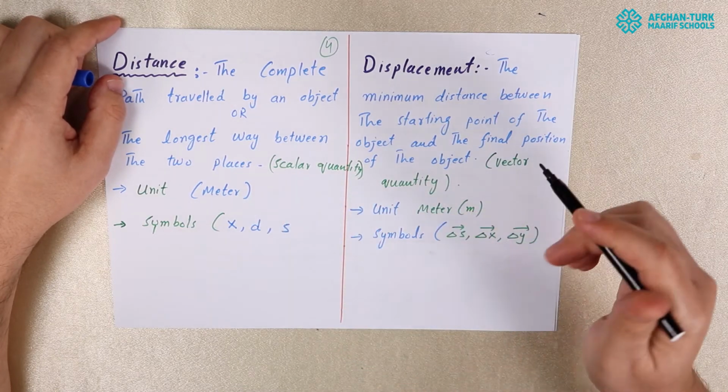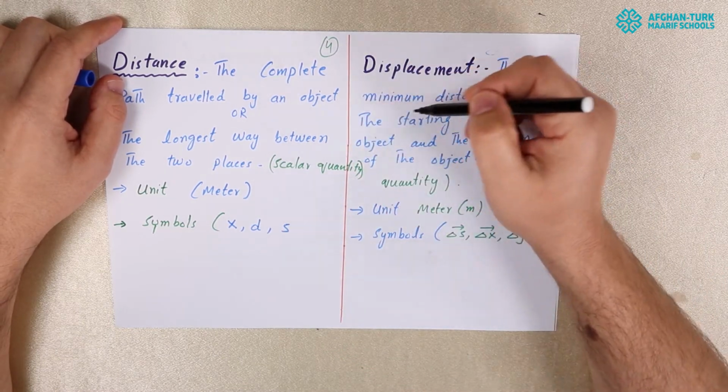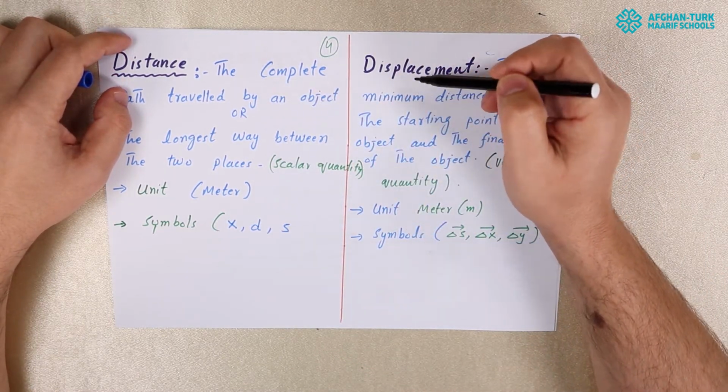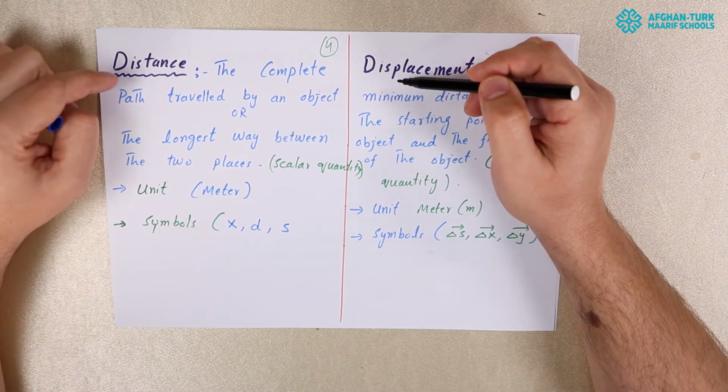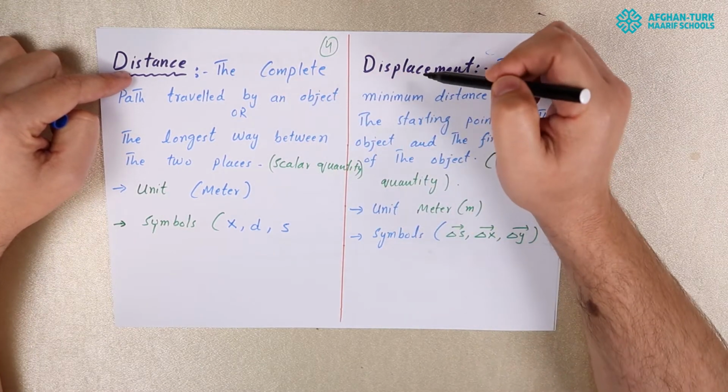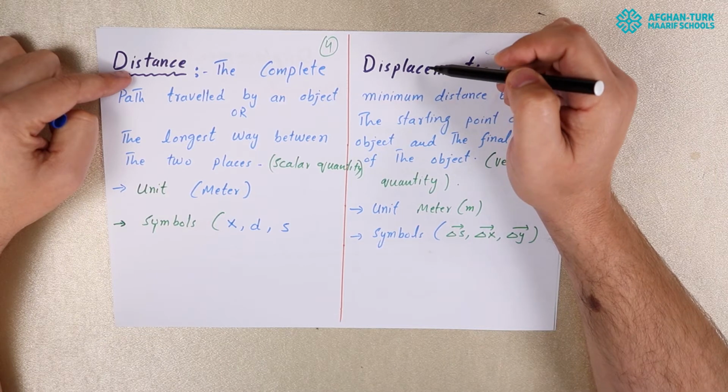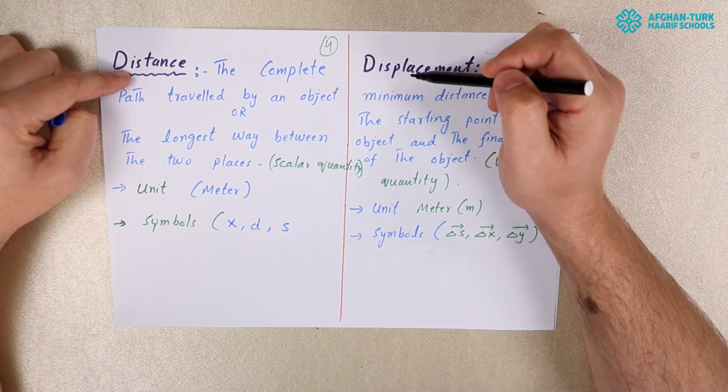Okay, the first one, here I compare distance and displacement. Why do I compare? For example, in English, both of these words have the same meaning. In Pashto or Dari, we can say fasila.